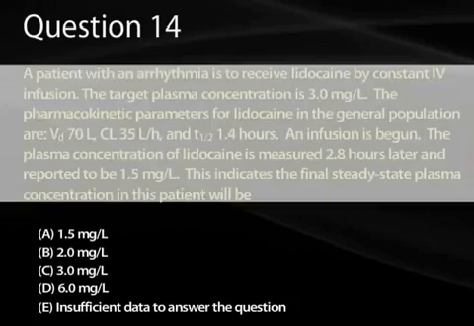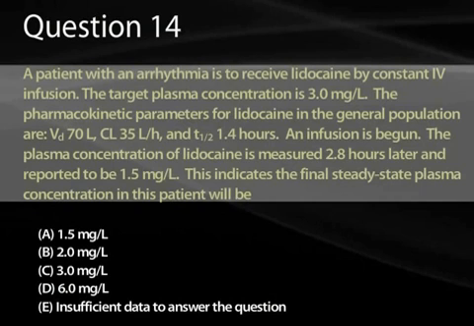Question 14. Patient with an arrhythmia is to receive lidocaine by a constant IV infusion. The target plasma concentration is 3 milligrams per liter. The pharmacokinetic parameters for lidocaine in the general population are the volume of distribution of 70 liters, clearance of 35 liters per hour, and a half-life of 1.4 hours. The infusion is begun. The plasma concentration of lidocaine is measured 2.8 hours later, which is 2 half-lives, and is reported to be 1.5 milligrams per liter. This indicates that the final steady-state plasma concentration in this patient will be.